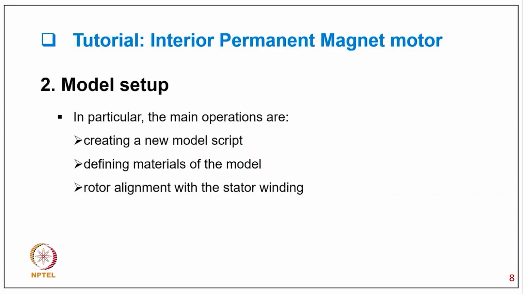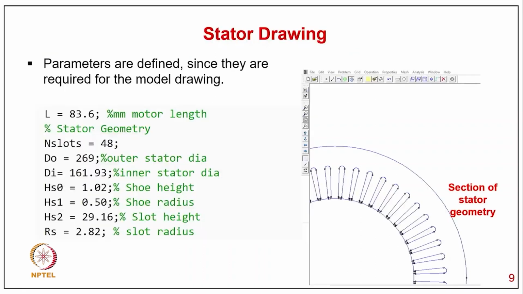Now coming to the second part, model setup. In particular, the main operations are creating a new model script, defining the material of the model, and rotor alignment with the stator winding.